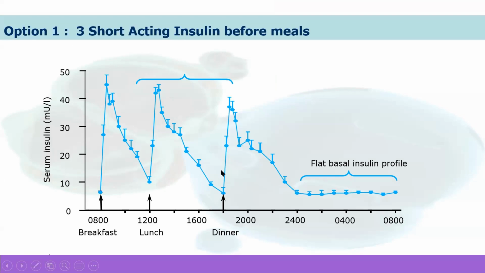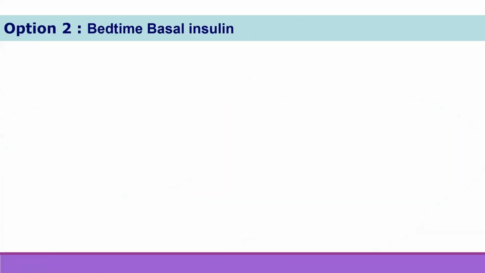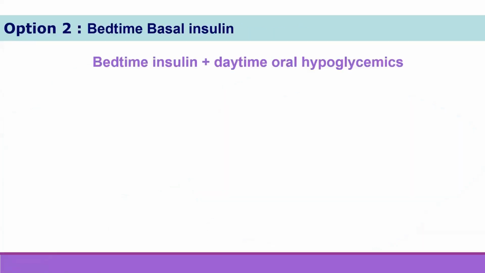I usually don't treat patients in this way because the majority of patients with type 2 diabetes have a high fasting sugar. So we have to give a basal insulin to manage the fasting plasma glucose. So giving 3 short-acting insulin before breakfast, before lunch, before dinner, and ignoring the fasting plasma glucose is not a practical solution in the majority of situations. Now we can give a bedtime basal insulin and daytime oral hypoglycemic agent.